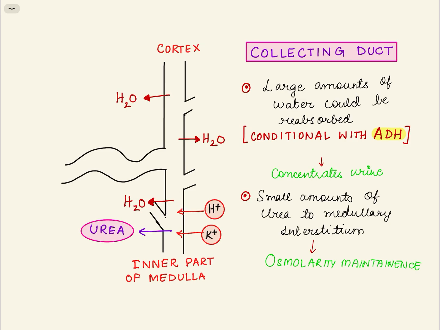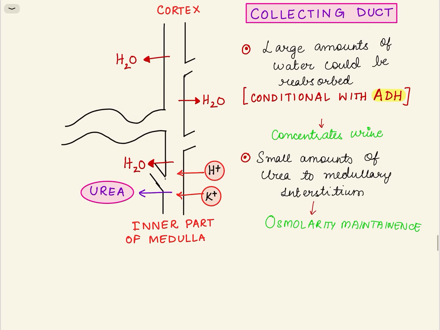This is for maintenance of osmolarity of the medullary interstitium. The medullary interstitium is nothing but whatever space is around the nephron. Into that it will give out some urea, right? And there is a little amount of tubular secretion as well. Here there is secretion of H plus and potassium ions.